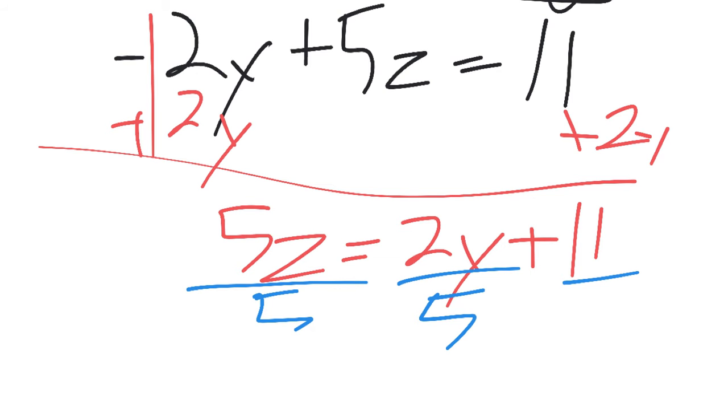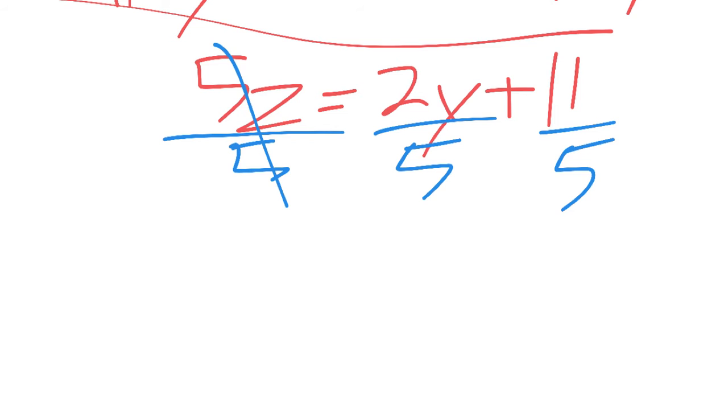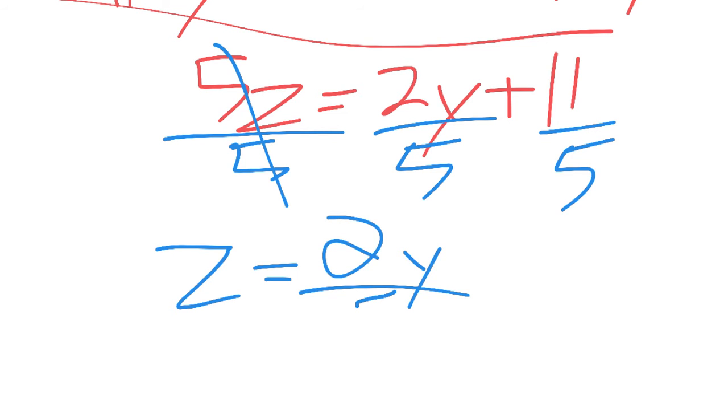You can convert these to decimals if you want. My advice is if that decimal is continuous, like 0.3, 0.6, whatever, keep it as a fraction. And if it ends, like 0.5 or 0.25, something like that, where it stops, then you could write the decimal if you wanted. But for me, I'm going to keep it as a fraction. So I have z equals 2y over 5 plus 11 over 5.